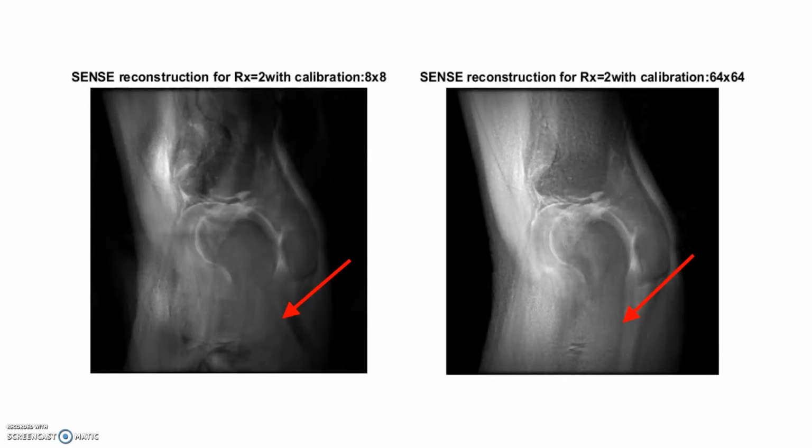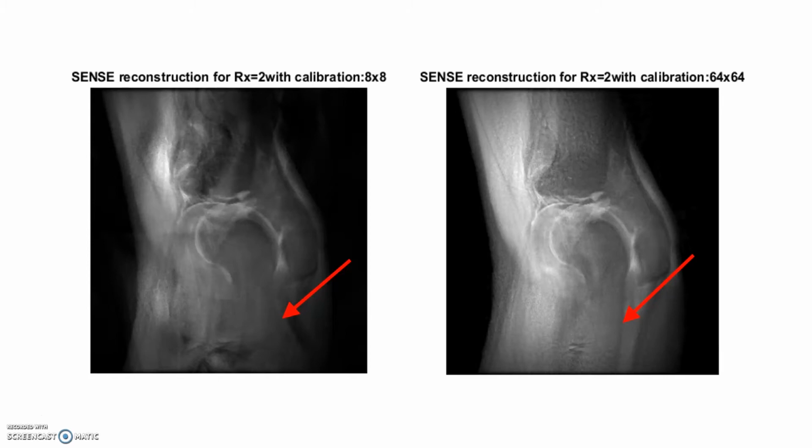However, this does not mean that a small calibration size is enough to achieve a good estimate. As seen in the left image, a small kernel size does not contain enough information to successfully estimate the coil sensitivities. Therefore, it performs poorly on the SENSE reconstruction technique.